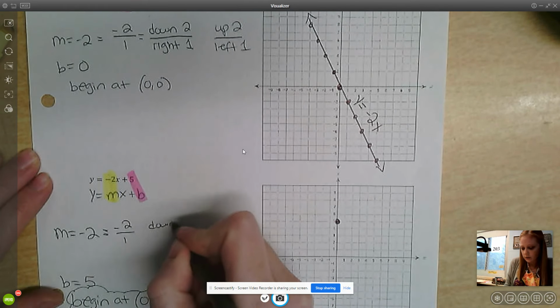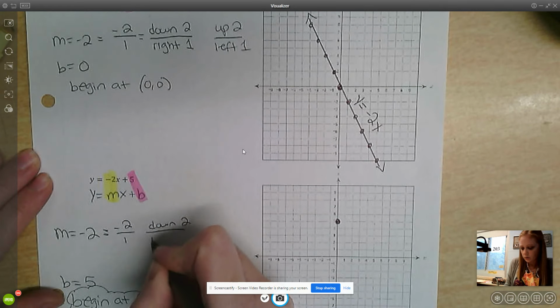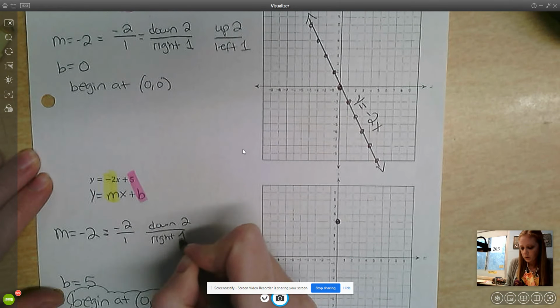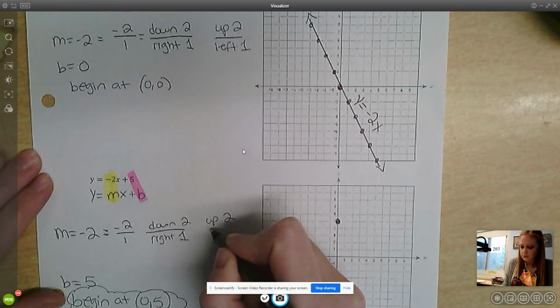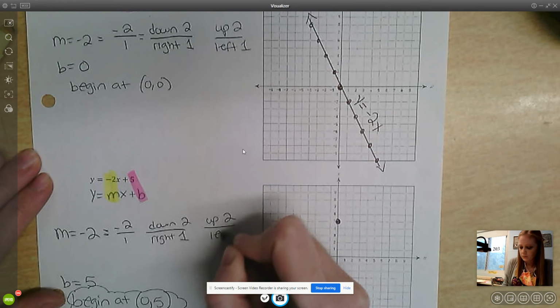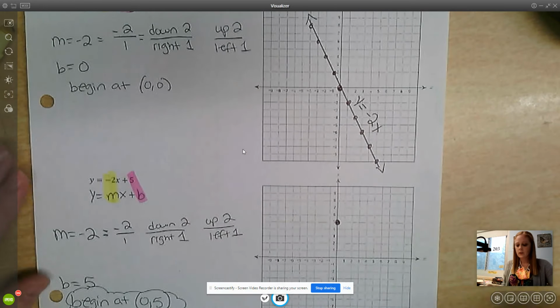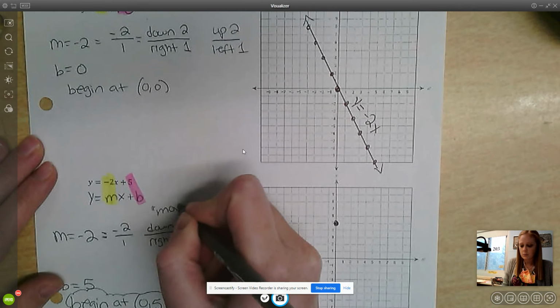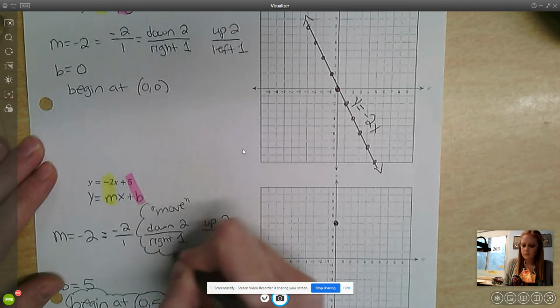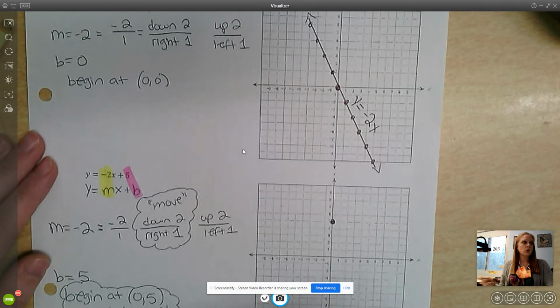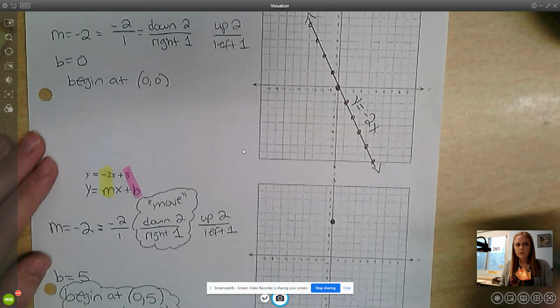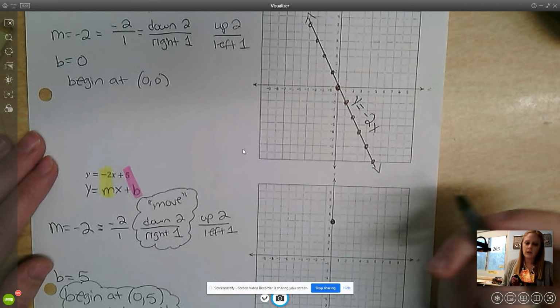And then just like the first problem, we're going down 2, right 1. And then when you reverse it, you're going to be going up 2, left 1. This is how we move. Think m, move. Okay, so this is how we start, and then this is when we go backwards. So it's the same slope, but there is a difference between these lines. So make sure you're looking for that.